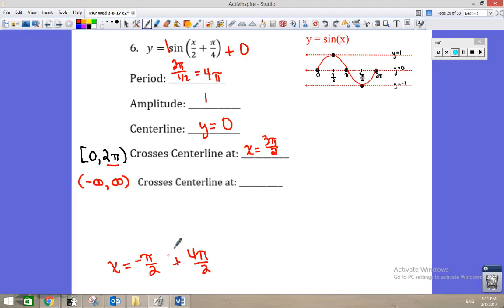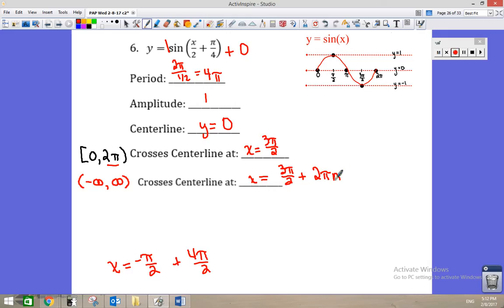Now, if we describe over the entire domain where it intersects the center line, we've got 3 pi over 2 plus, well, it does it at half the period. It does it at every 2 pi. So plus 2 pi n, where n is 0, plus or minus 1, plus or minus 2, and so on. And that will list them all from negative infinity to positive infinity.